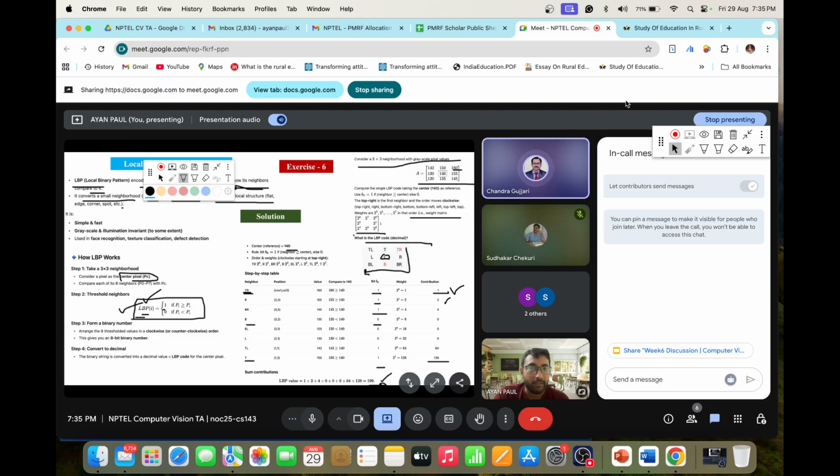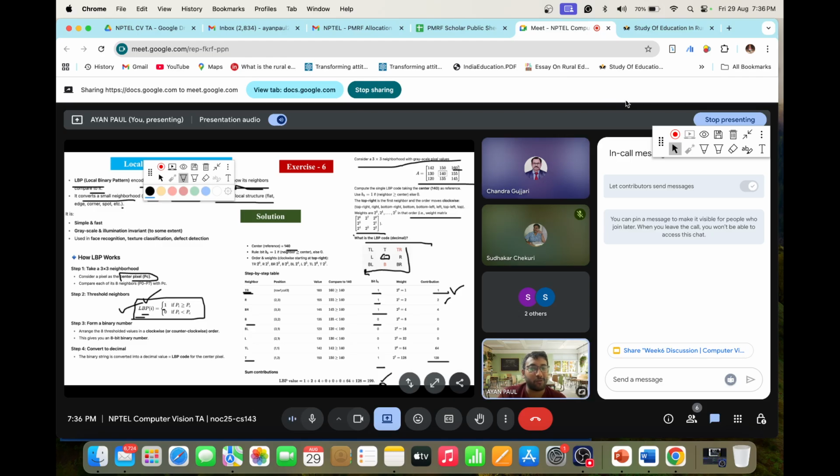Sir, sorry to interrupt you. I have one doubt in it. Yeah, please. Suppose in this exercise, the center code 140 is given. So it is very easy to calculate, right? Otherwise, suppose the center is not given, how do we calculate? The image matrix is given, but we have to assume the center. Which code do we have to assume?